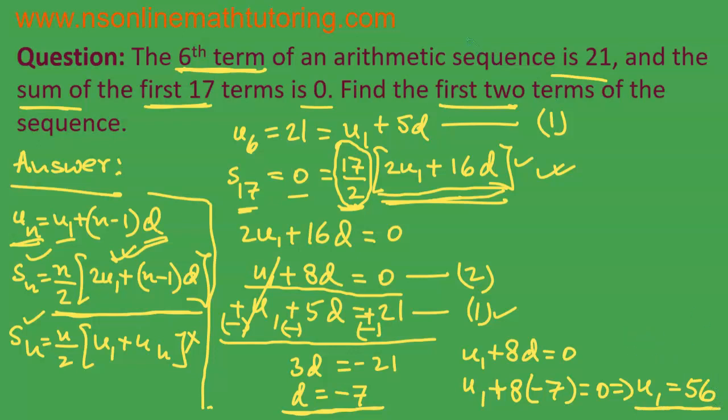Okay. So, what will be our answer for this question? The first term is obviously equal to 56, and the second term is 56 minus 7, because the common difference is negative 7. 56 minus 7 is 49. So, these are the first two terms of our given arithmetic sequence.